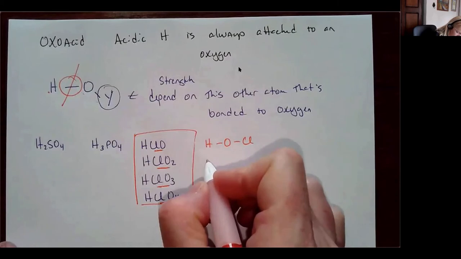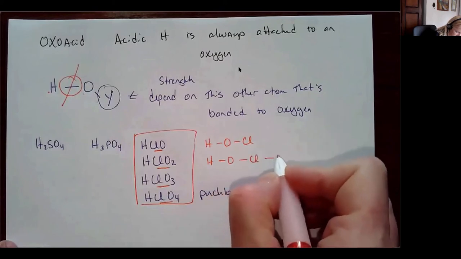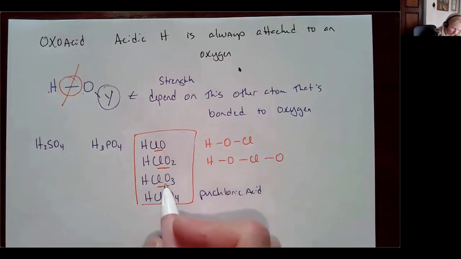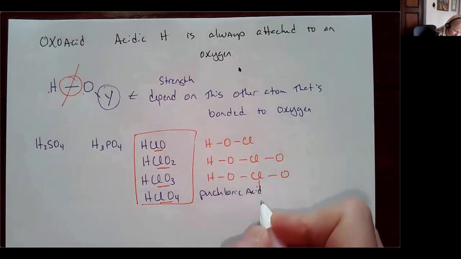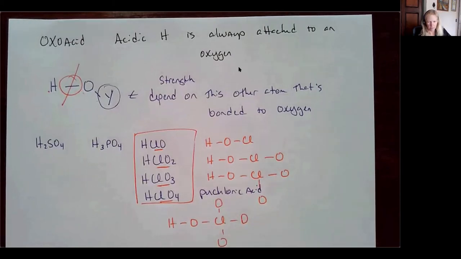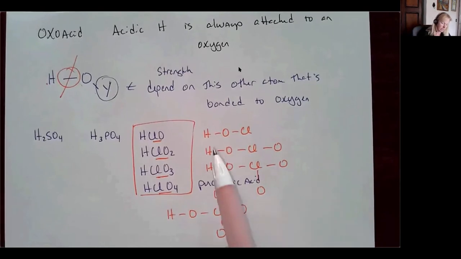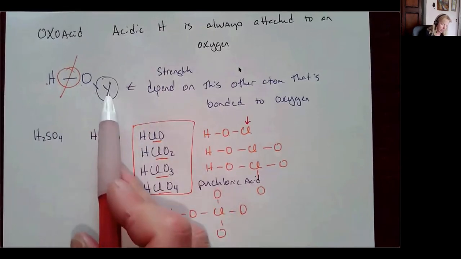With HClO2, now I have hydrogen bound to oxygen still, bound to chlorine, which is also bound to another oxygen. HClO3: hydrogen bound to oxygen, bound to chlorine, which is bound to another oxygen and a third oxygen. And HClO4 would look like this: hydrogen bound to oxygen, bound to chlorine, which also has three other oxygens bound to it. In an oxoacid, you're always looking at the hydrogen that's attached to an oxygen. We're going to consider what this other atom is that's one removed. In this case it's chlorine, in this case it's phosphorus, in this case it's sulfur.